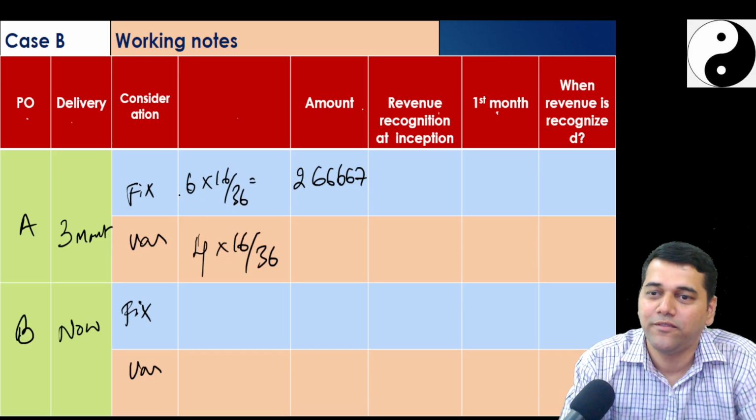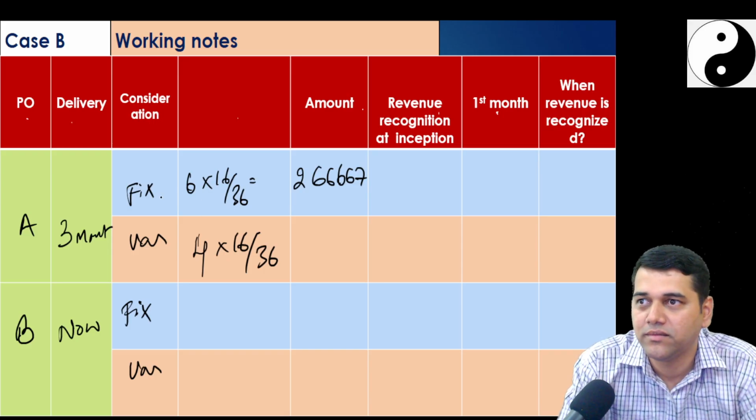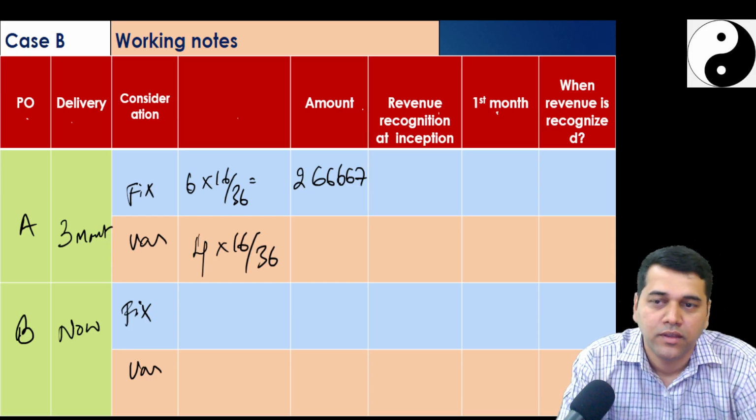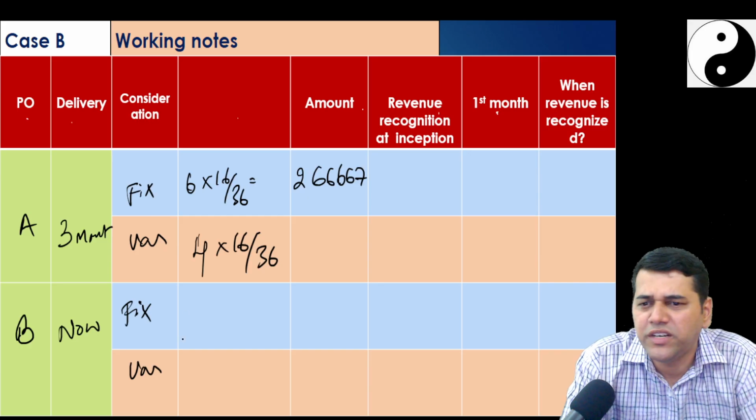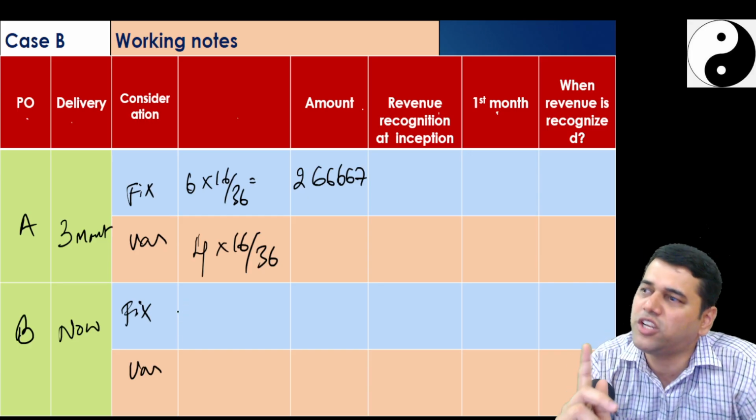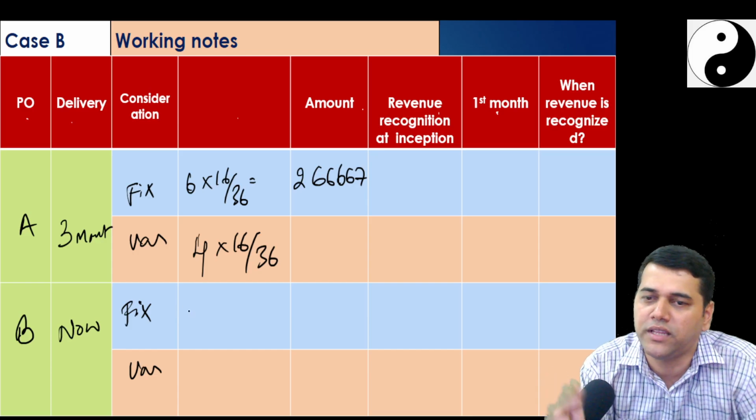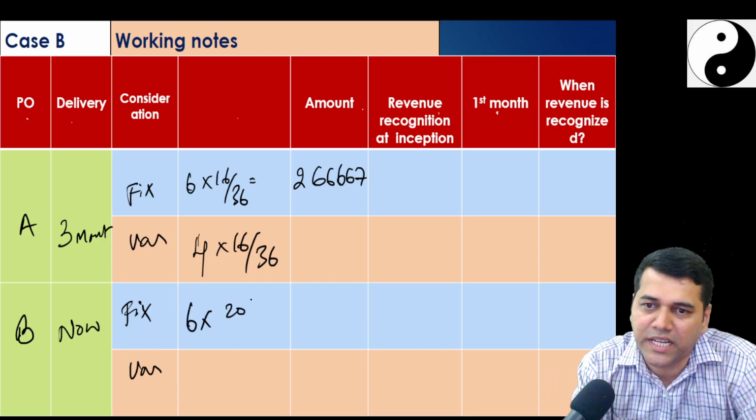See, so the first case you are clear, fixed and variable is there. In this case, we have the fixed consideration, which we will distribute because fixed is not going to change. Not even 1 rupee is he paying more than that. So straight away 6 into 20 by 36 I will do.